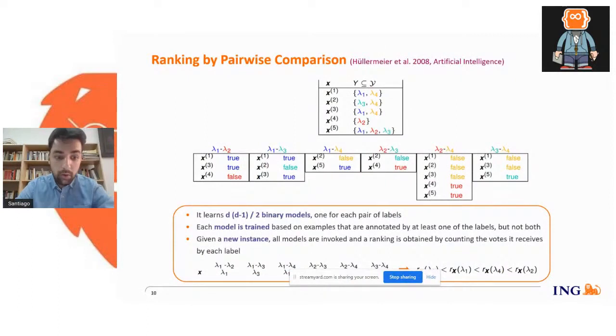This algorithm, called ranking by pairwise comparison, learns a binary classifier for each pair of labels. This is label 1 versus label 2, 1 versus 3, 1 versus 4, 2 versus 3, etc. Each model is going to predict which label of the two is preferred. Then each model is trained with examples that have present one of the labels, but not both.